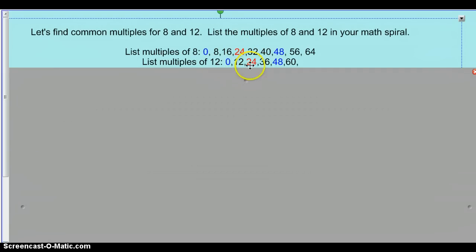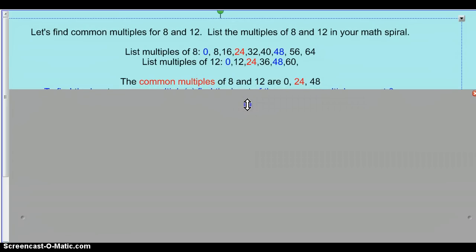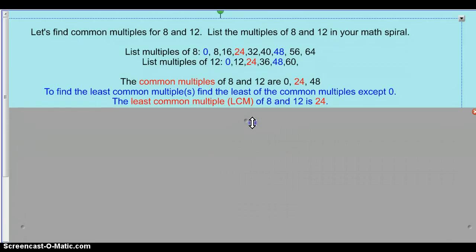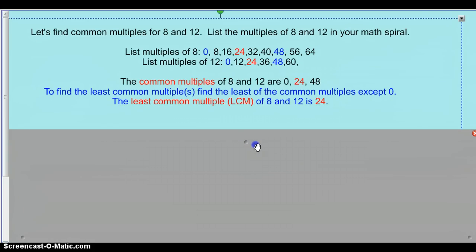So they have 0, 24, and 48 in common. The least one is 24, other than 0, which you can't count. So the common multiples are 0, 24, 48. And to find the least common multiple, except for 0, it's 24. Is that what you got for an answer?